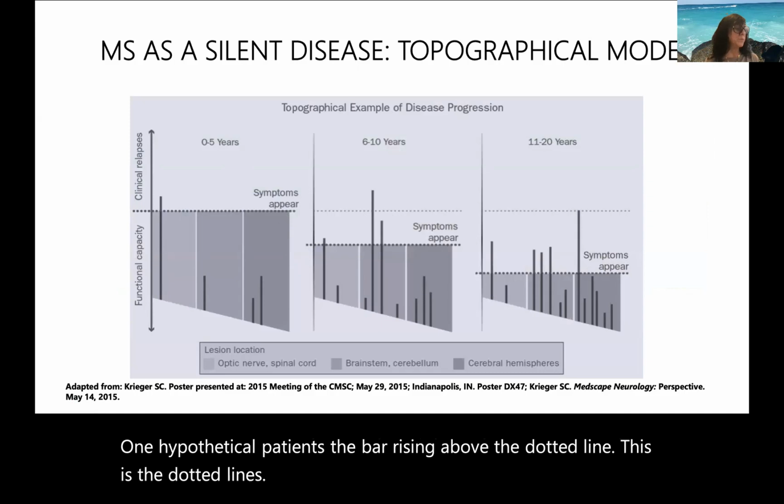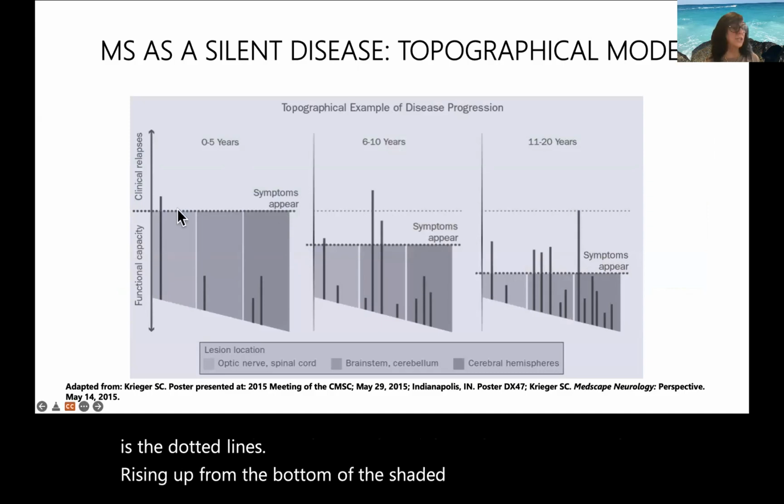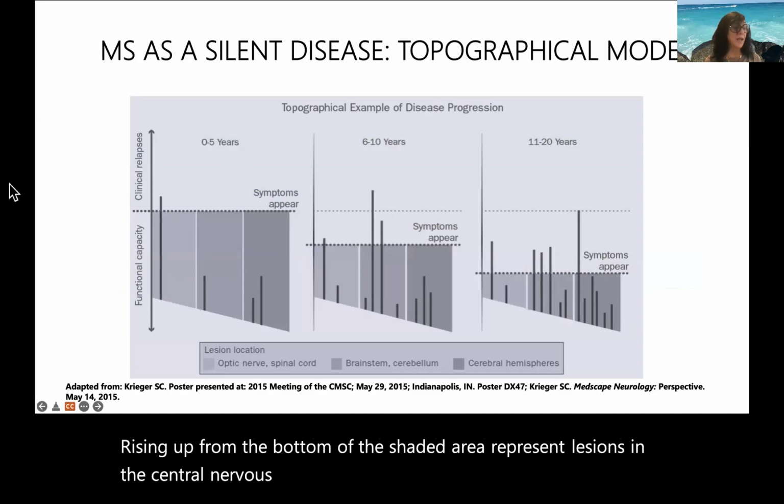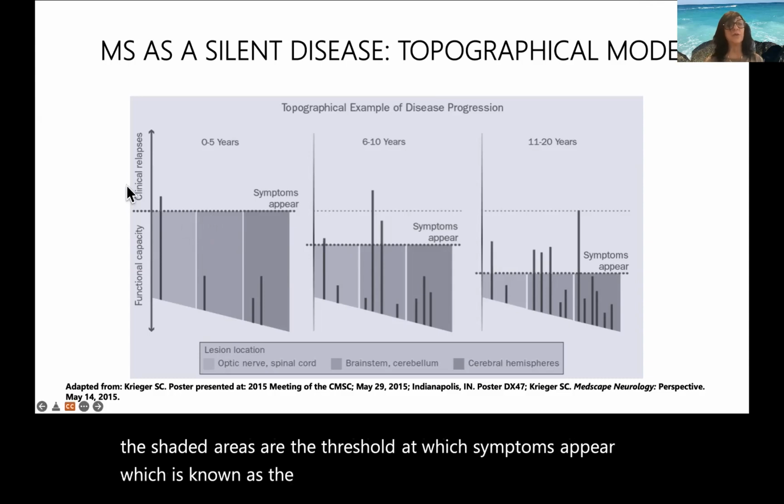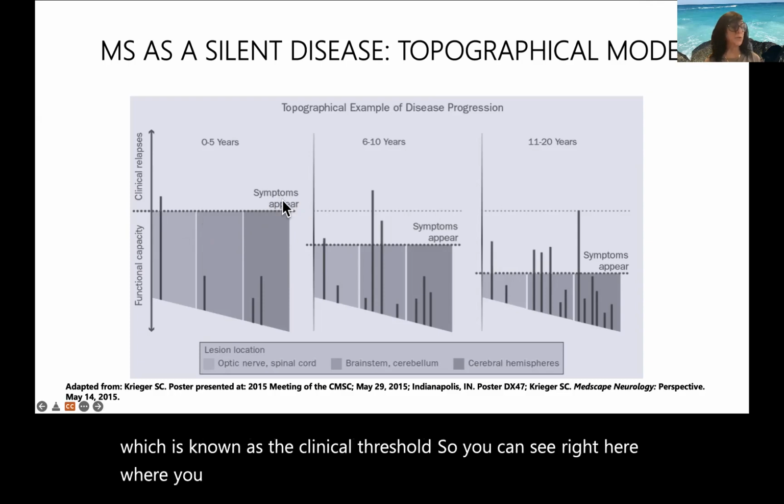Rising up from the bottom of the shaded area represent lesions in the central nervous system, while the dotted line across the top of the shaded areas is the threshold at which symptoms appear, which is known as the clinical threshold. So you can see right here, right below, where the symptoms appear.